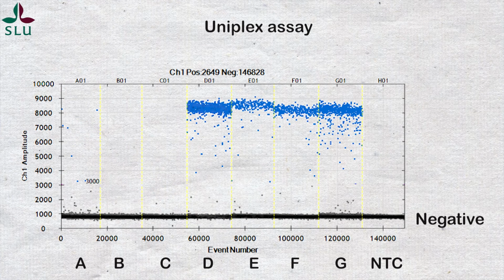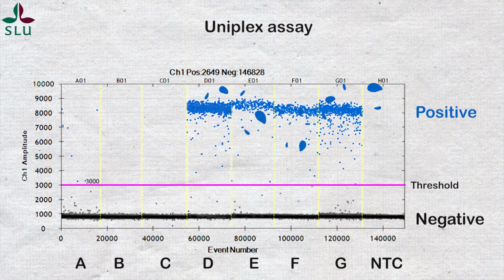Thus, the black dots are the negative droplets without target DNA, and as you can see, these are separated by a threshold from the blue dots containing variable amounts of target DNA. Ideally, the PCR conditions should be adjusted so there is a clear separation between the negative and positive droplets and with no rain in between.